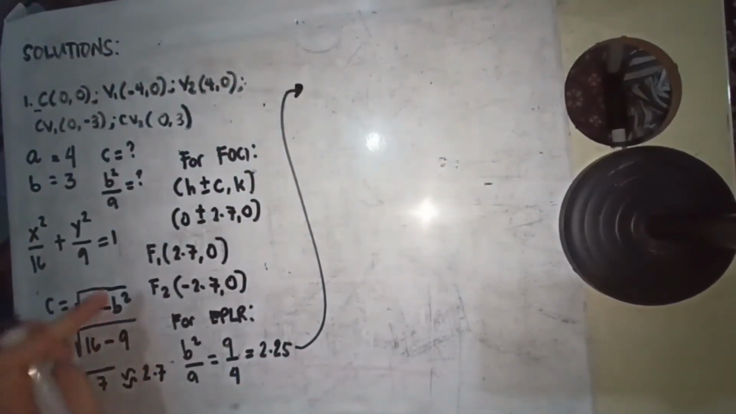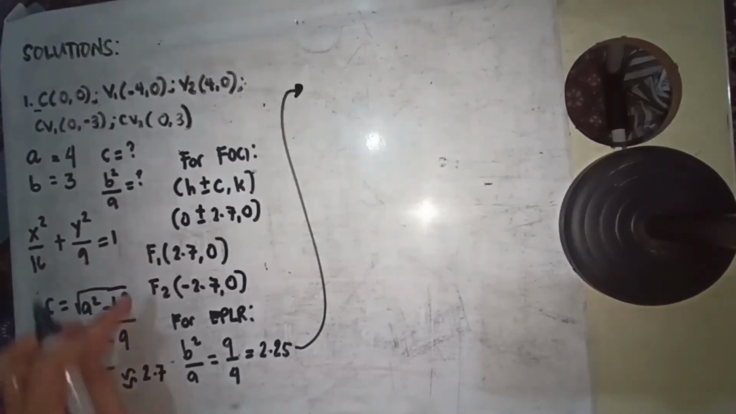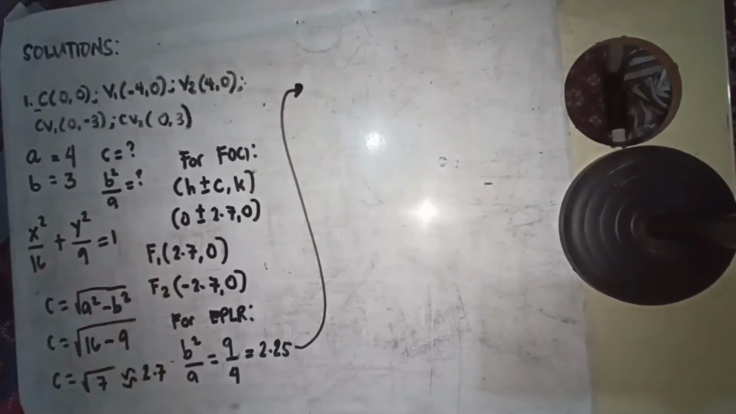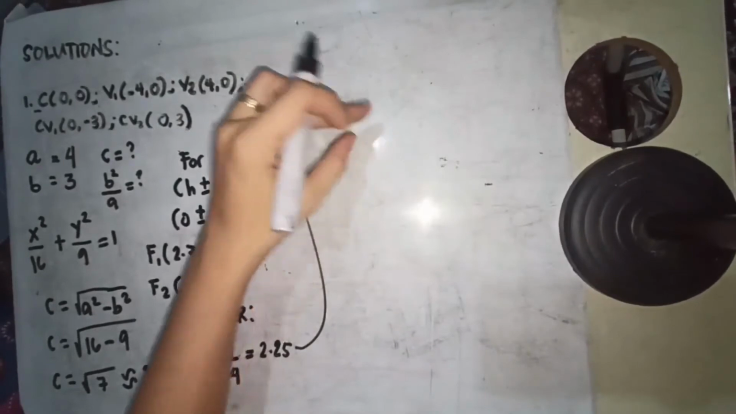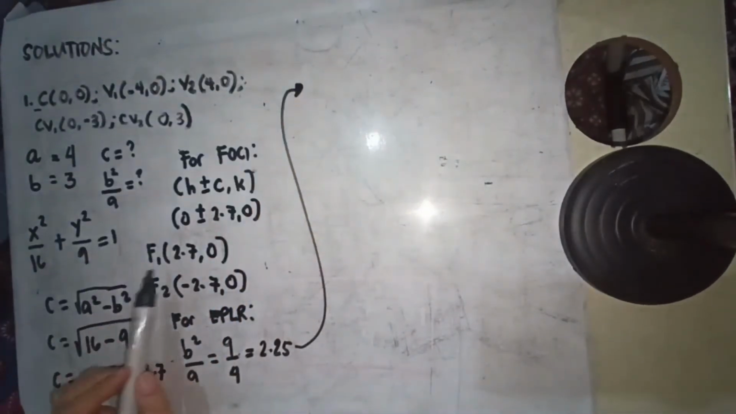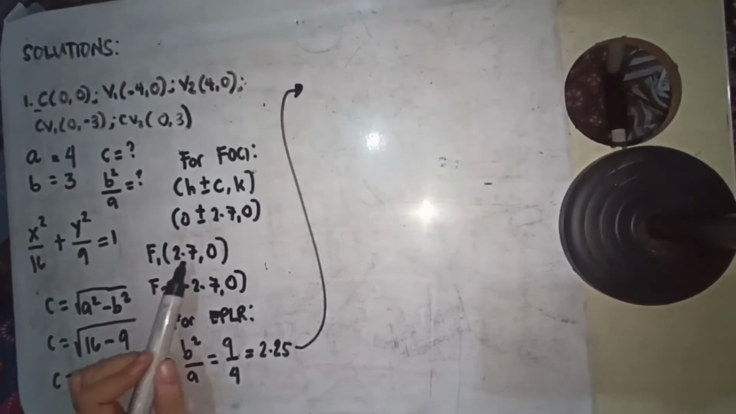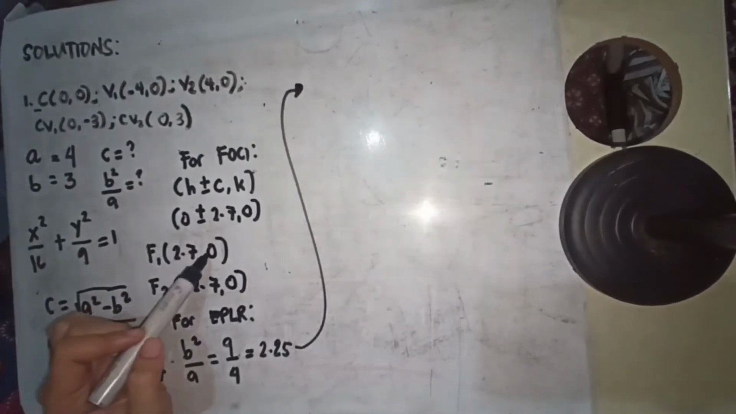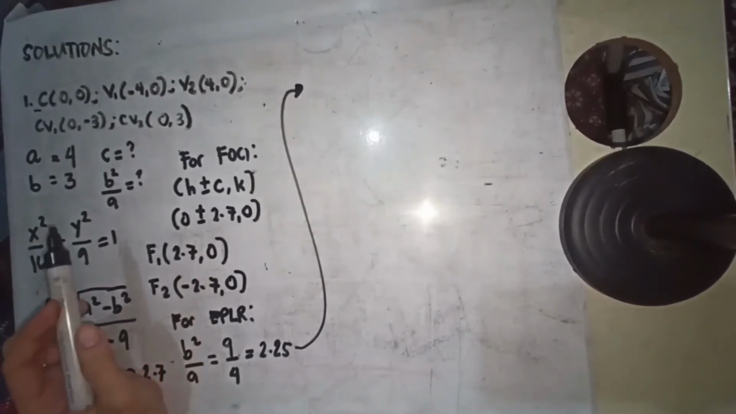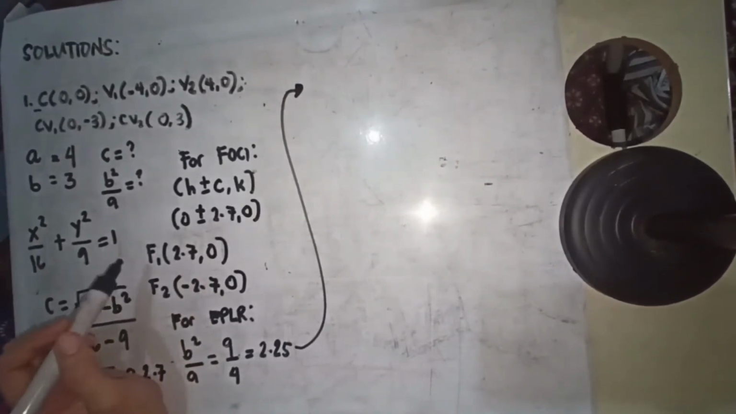For the endpoints of our latera recta, we just use the foci. Then we only add or subtract in the y coordinates, because our latera recta are vertical. Meaning, since it is aligned with our focus, only the y coordinate moves. So we just plus or minus the y coordinates of our foci.